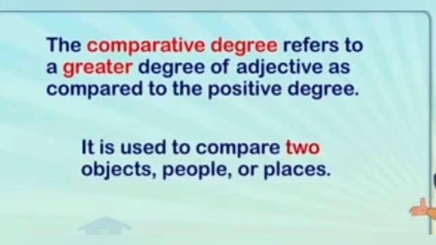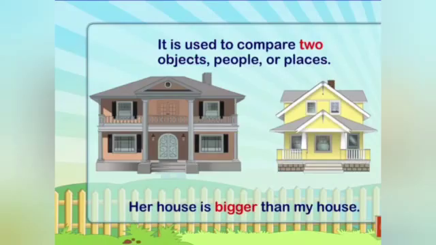Now, second, comparative degree. The comparative degree refers to a greater degree of the adjective as compared to the positive degree. It is used to compare two objects, people or places. For example, her house is bigger than my house.